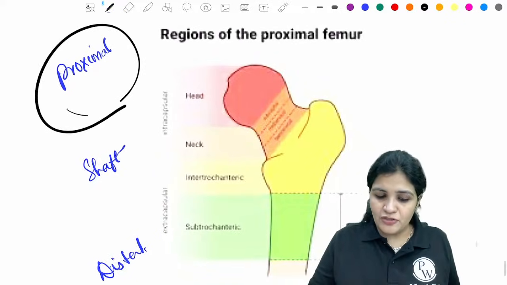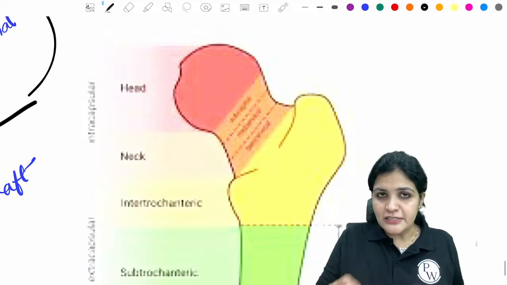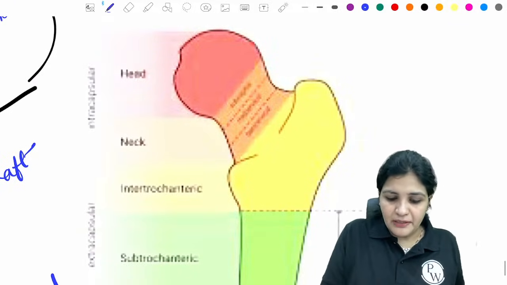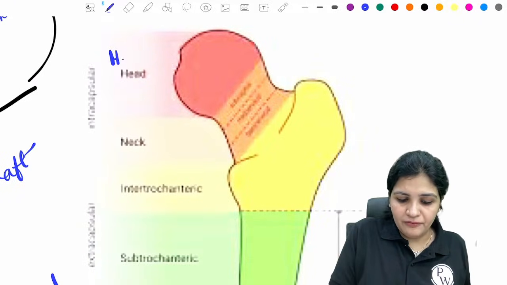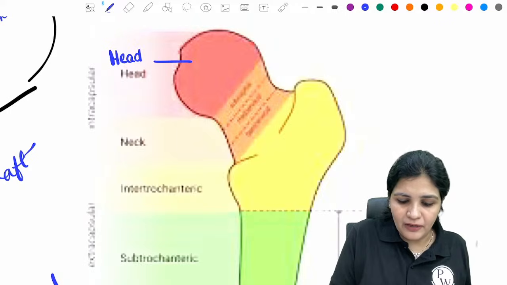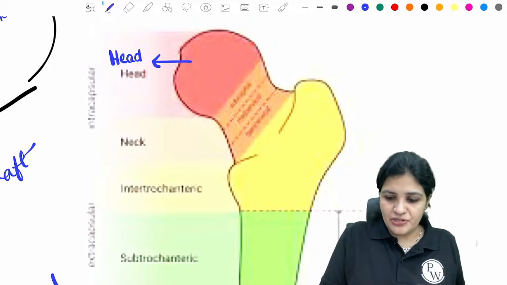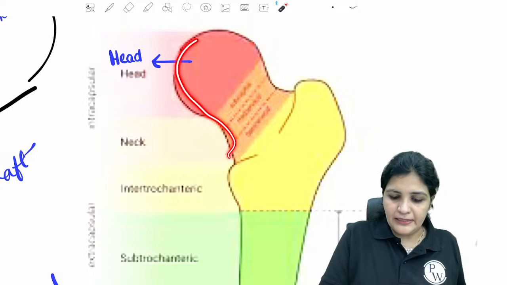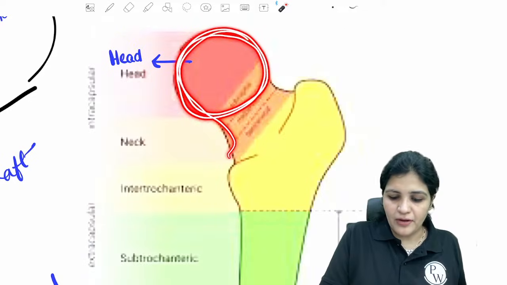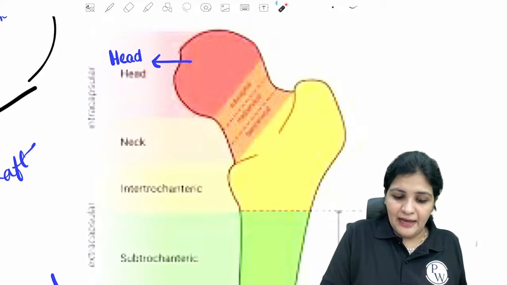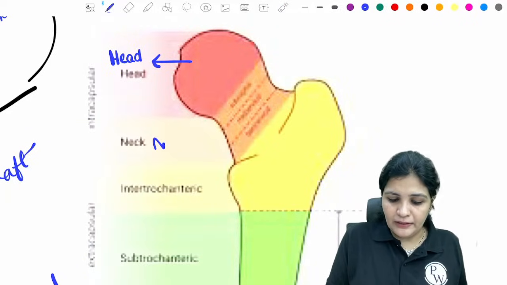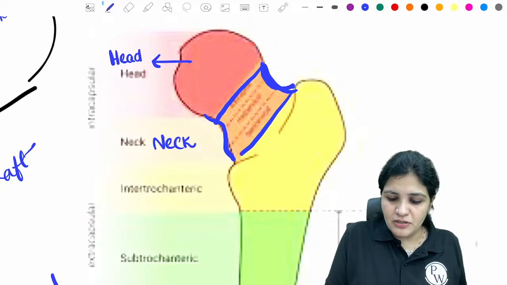When you go back to the proximal femur, there are certain divisions to it. This particular part is called the head of the femur, the whole round structure. This completely is the head of the femur. And now the connection is called the neck of the femur. This particular area, these S-shaped structures, these two, are called the neck of the femur. Understood?